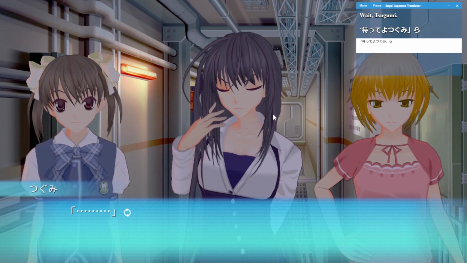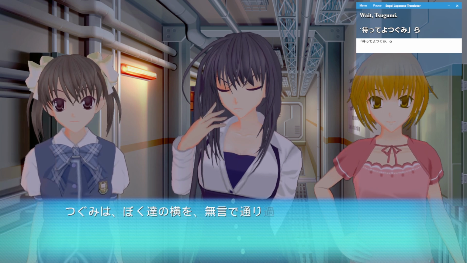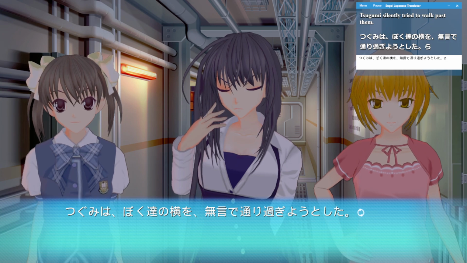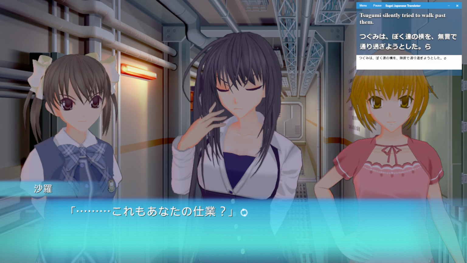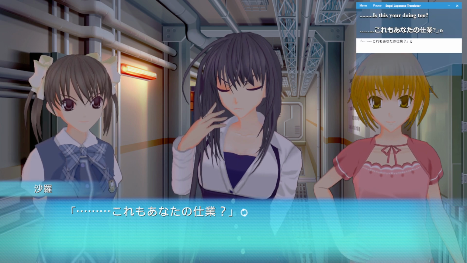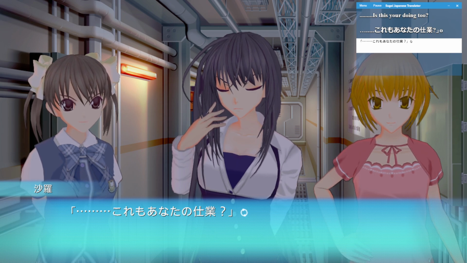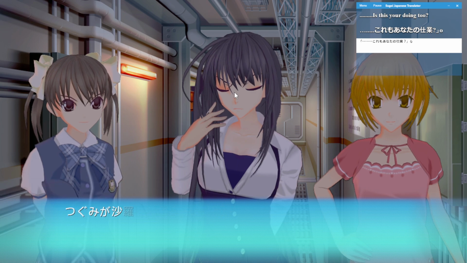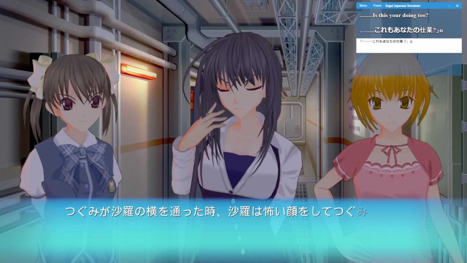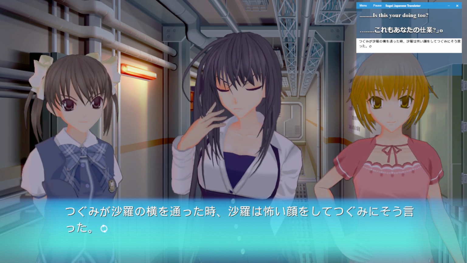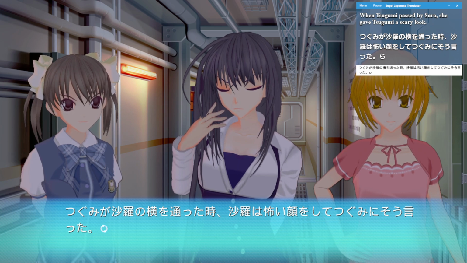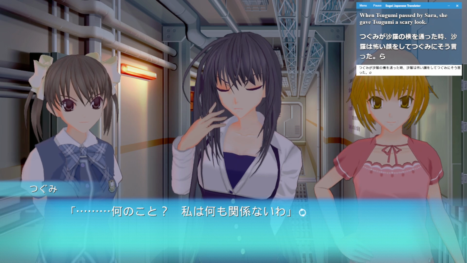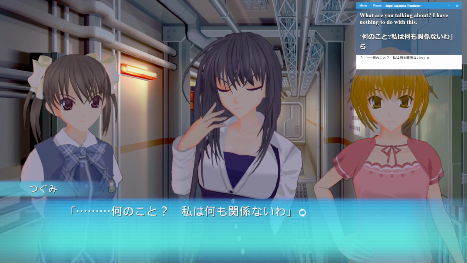Wait, Tsugumi. Tsugumi silently tried to walk past us. Is this your doing, too? Sara said that to Tsugumi. Did you cause this blackout? When Tsugumi passed by Sara, she gave her a scary look. What are you talking about? I have nothing to do with this.